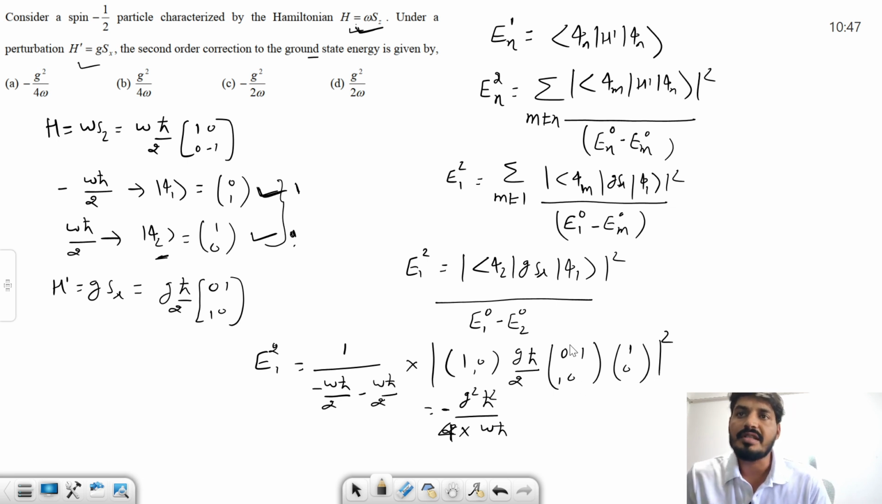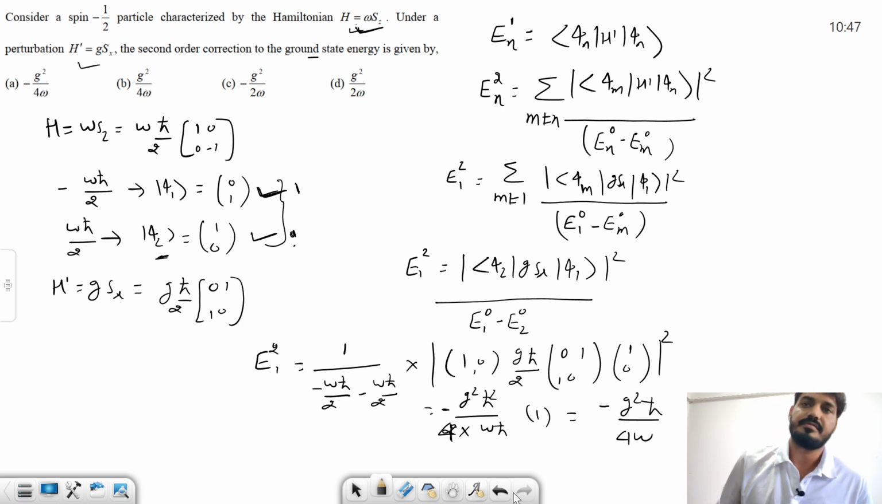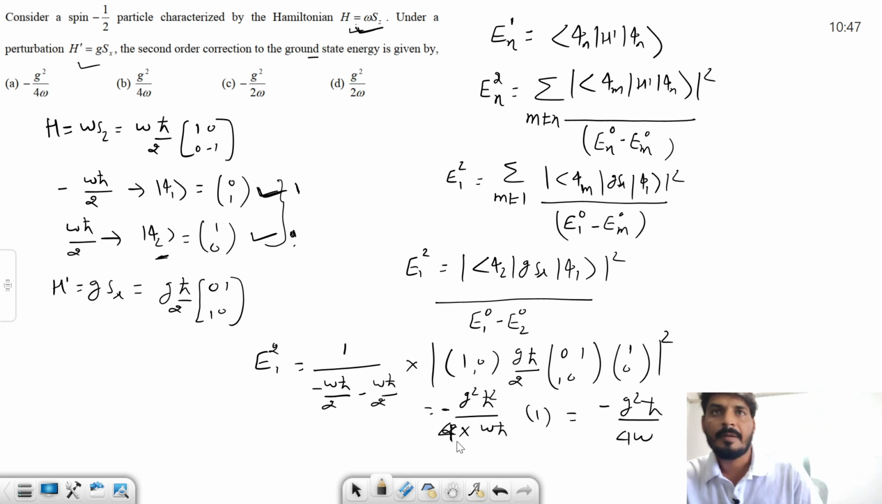And when you solve this whole thing, this is just the matrix, so when you do this, this will become 1. So this is simply minus g square h cut over 4 omega. Simple solution. Now you can see what is the best matching answer. This one is the answer. Of course h naught is not there, but it's okay, no problem. So it's a very simple and straightforward question.